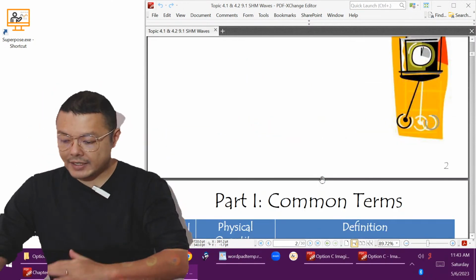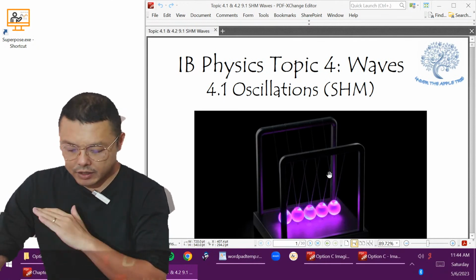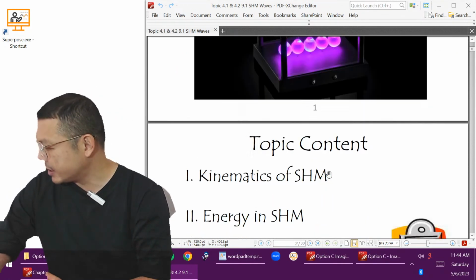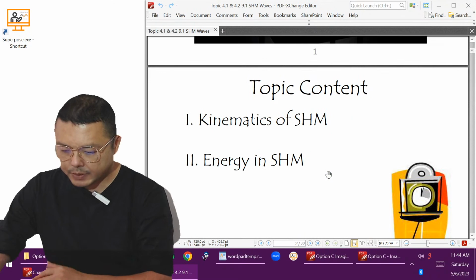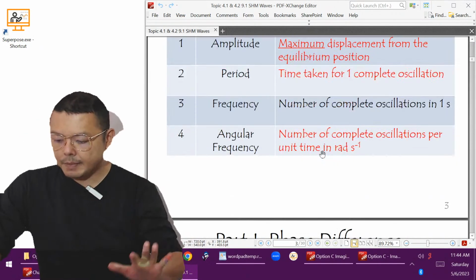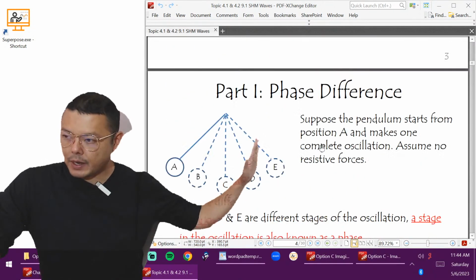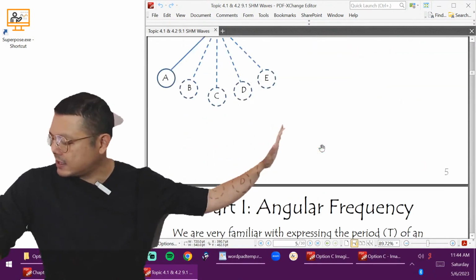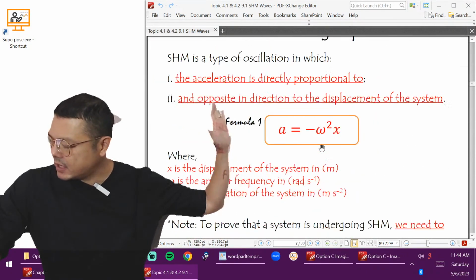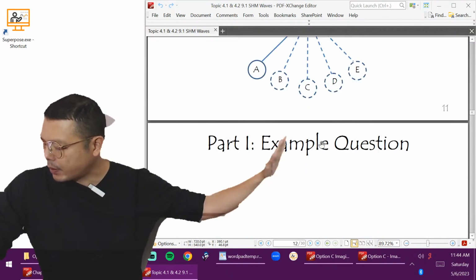So we're going to do SHM now, this thing called simple harmonic motion, also called oscillations. Let me give you an overview of this set of notes. There's 4.1 in the first part. You see 4.1 here: phase difference, angular frequency, defining equation. This is all 4.1.